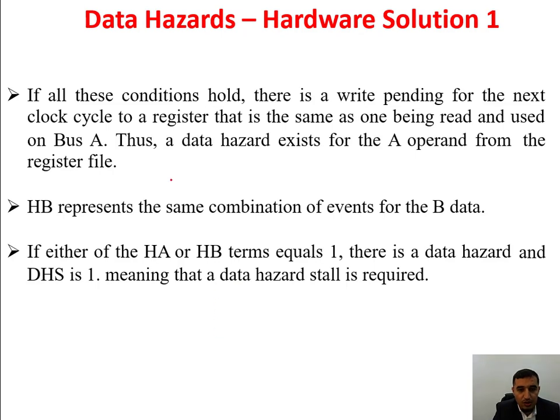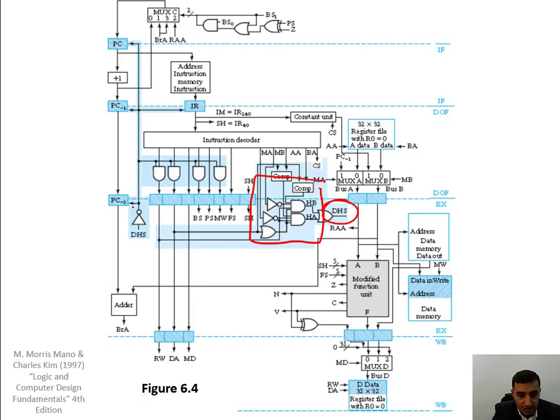Now the solution of these conditions, if they hold, we want to pend the writing for the next stage. This is done by performing the following. HB represents the same for HA. If either HA or HB, then the data hazard DHS will equal 1. Now once DHS is equal to 1, meaning this is equal to 0, we are going to hold PC minus 2, hold PC minus 1 and instruction register, and hold PC.